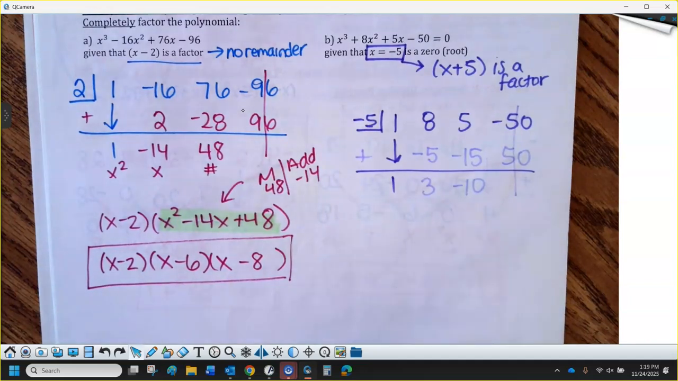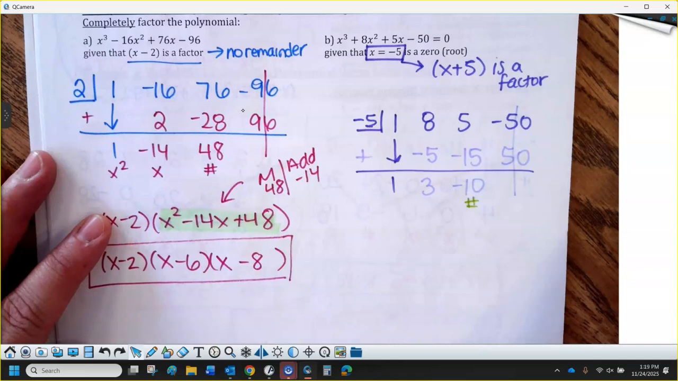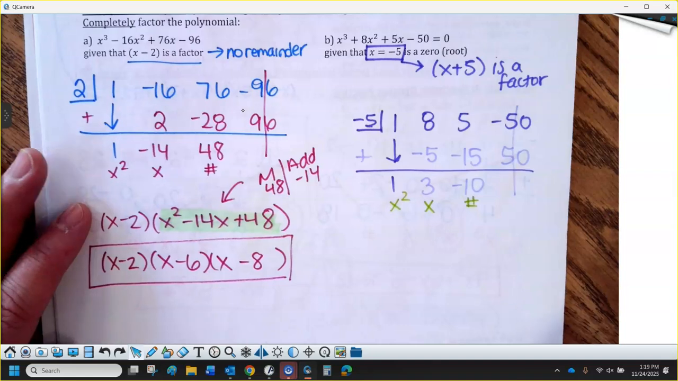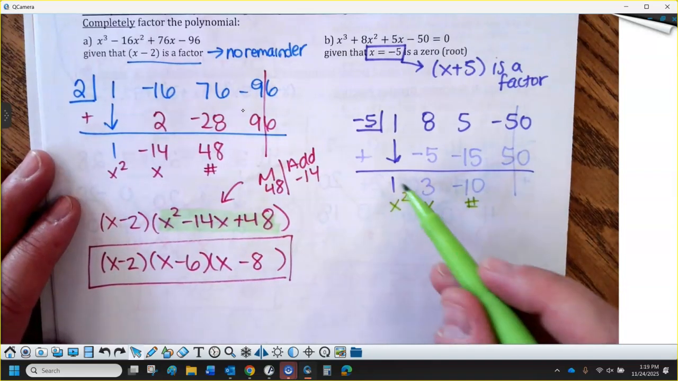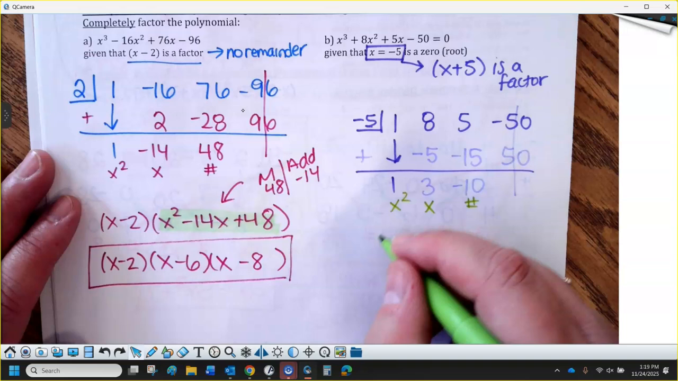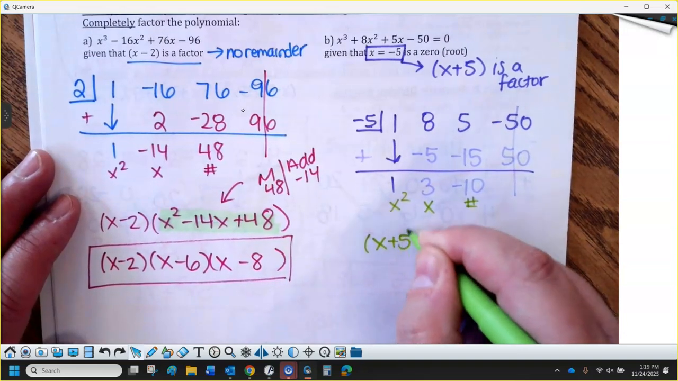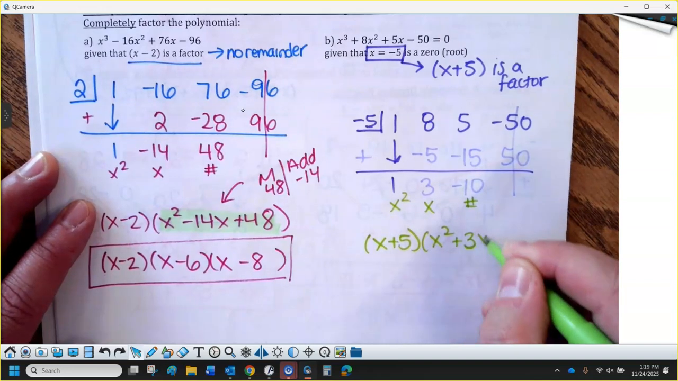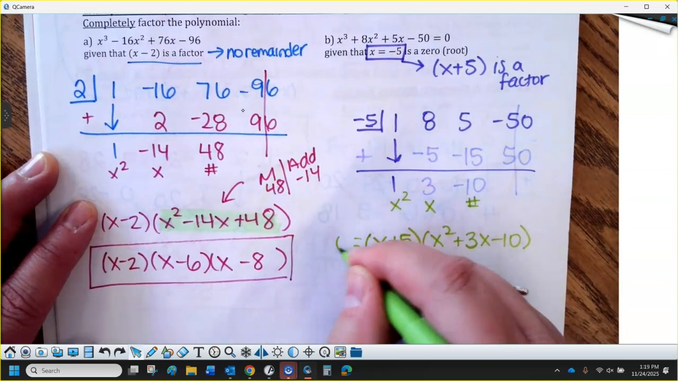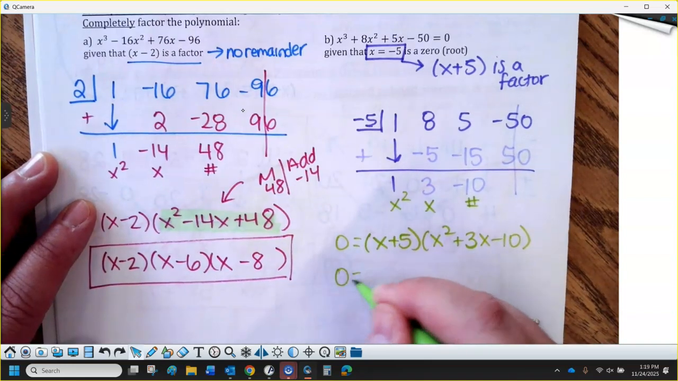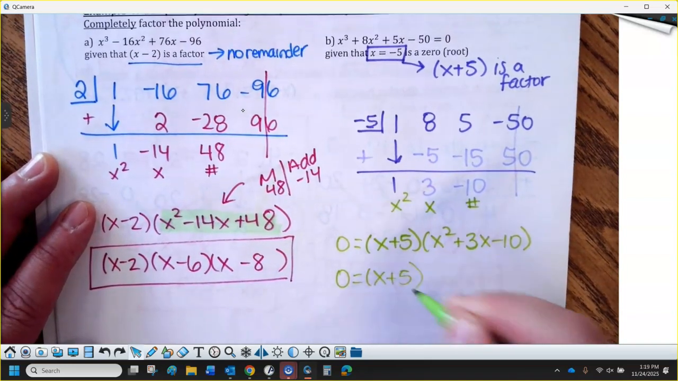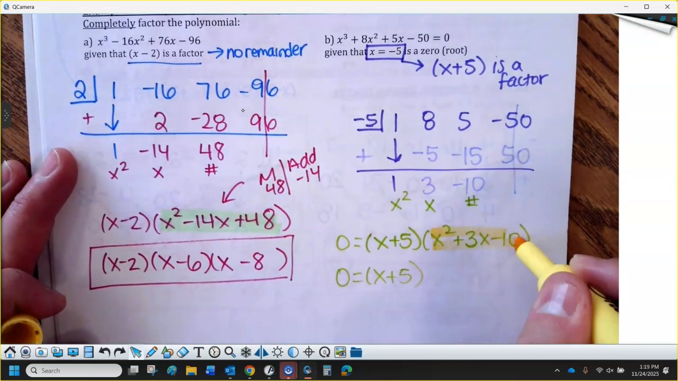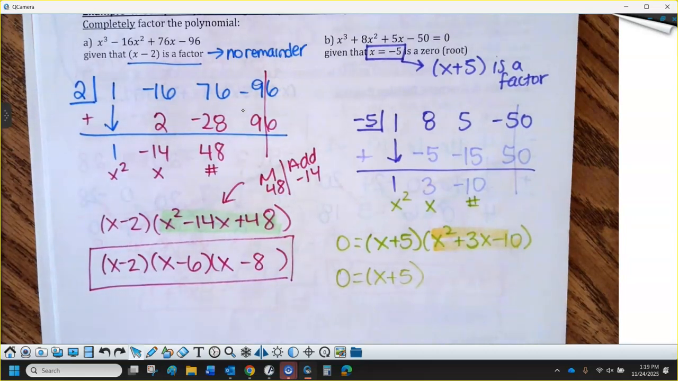Now, in terms of my answer here, the negative 10 would be your constant, your plain number, and then you have x to the first, and then you start adding powers of x. So I'd have just a 3x and a 1x squared. In terms of my factored form, we divided in that x plus 5, and we got x squared plus 3x minus 10. Technically, I should set that equal to 0 because they gave me one of the zeros. If they're asking you to completely factor it, they're implying that whatever is here can be factored further.